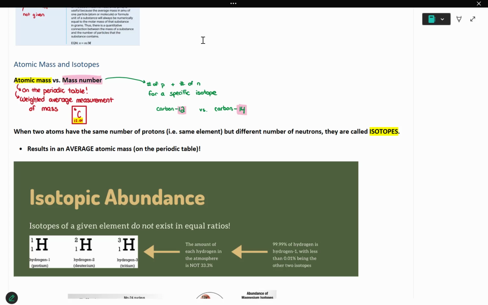It's because it's the average of all the different types of naturally occurring isotopes that could possibly exist for that element. So when we see on a periodic table that carbon has a mass of 12.01, it's 12.01 because we have this percent of carbon 12 and this percent of carbon 14. And when you weigh them all together as an average, you get 12.01.